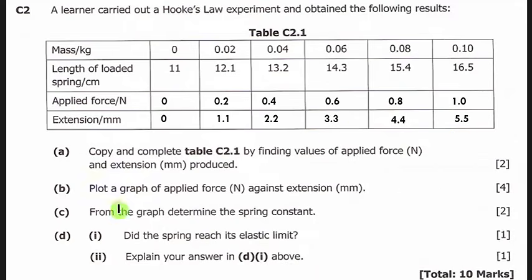Then B, plot a graph of applied force in N against extension in mm. This is where most of you have a problem in plotting the graph. It is simple, so let's see how we can plot this. Let's get the values we are plotting: applied force against the extension. Applied force is always the vertical axis, then extension is the horizontal axis.